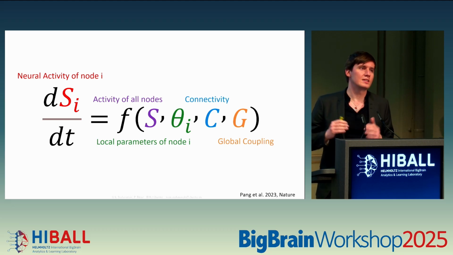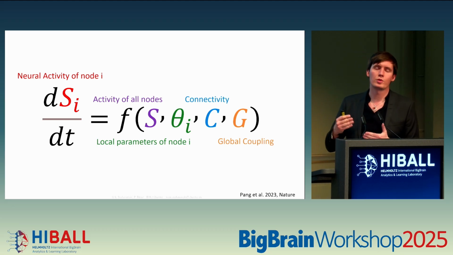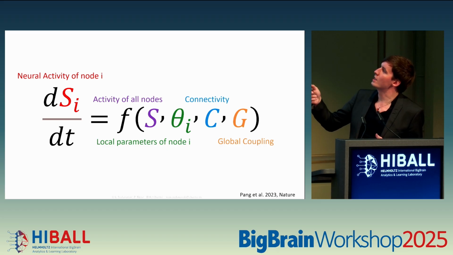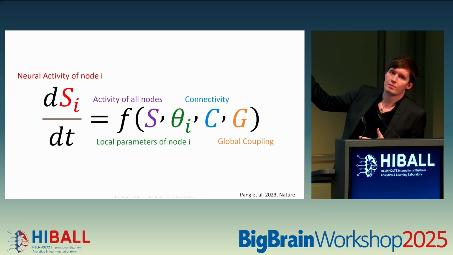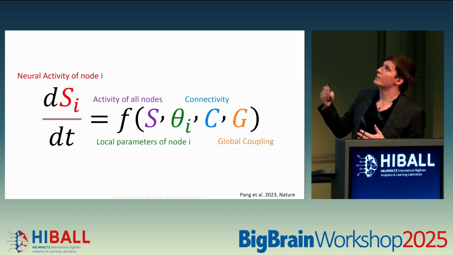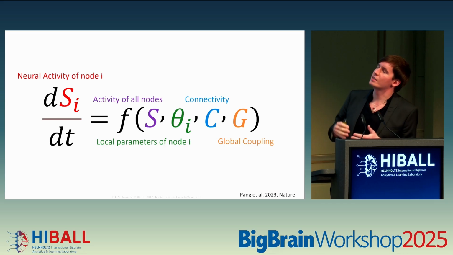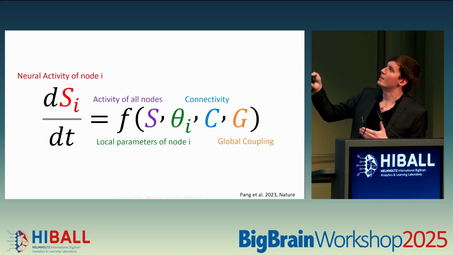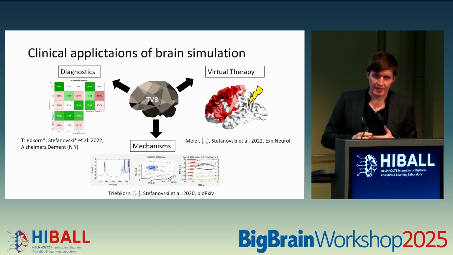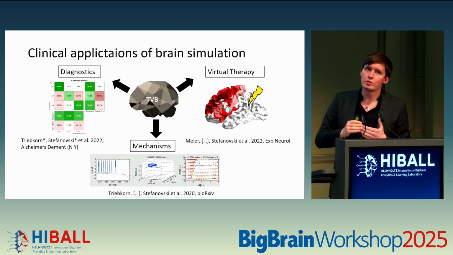And why is this important? Because these are the factors where we can inject this molecular information. One of these, for example, by adapting the connectivity by plastic rules, by changing the local parameters, or by inserting a perturbation on the activity level of the nodes. And when we come from this, where do we want to go?